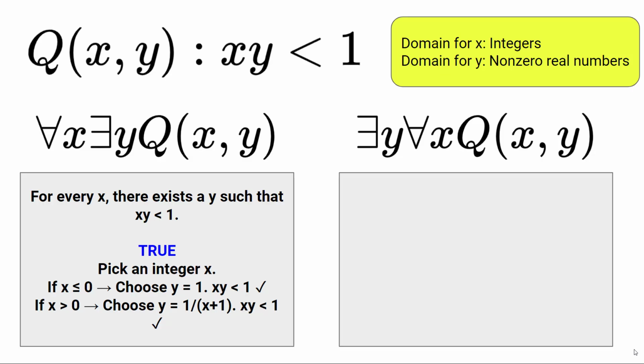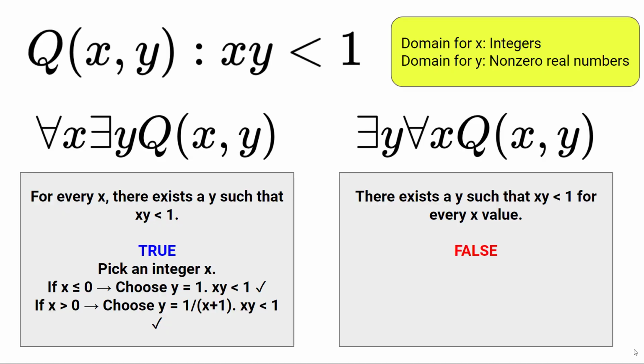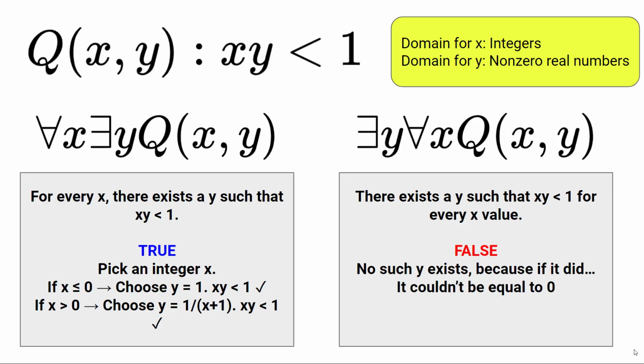However, the statement that there exists a y such that for all x, xy is less than 1 is a false statement. I will explain why no such y exists. Suppose that we did have a y such that xy is less than 1, no matter what the x is. Now this y can't be 0 because 0 is not in the domain. Given that fact, it's not the case that xy is less than 1 for all values of x, because I can find a counterexample, x equals 1 over y. If x is equal to 1 over y, then x times y is 1 exactly, and that's not less than 1. So in other words, the order in which we place the quantifiers can sometimes matter.